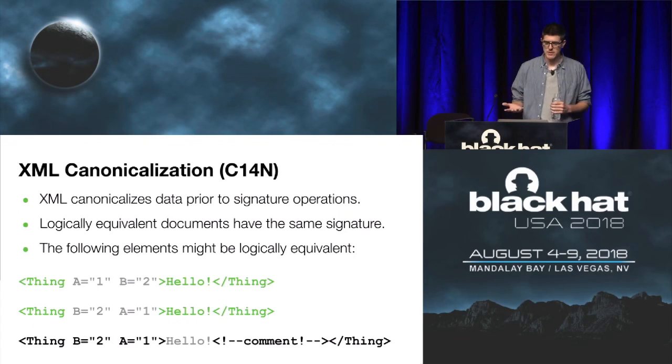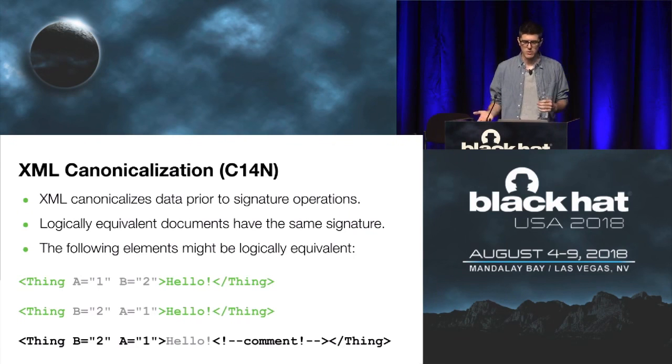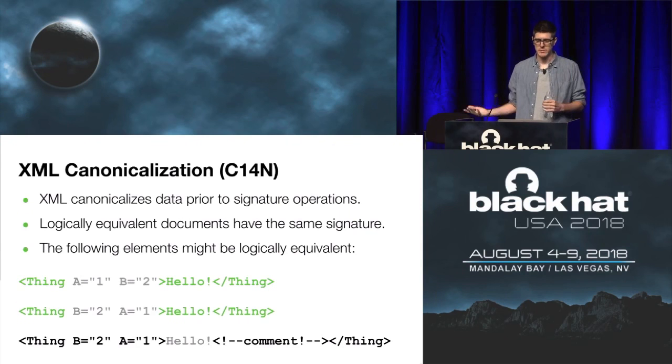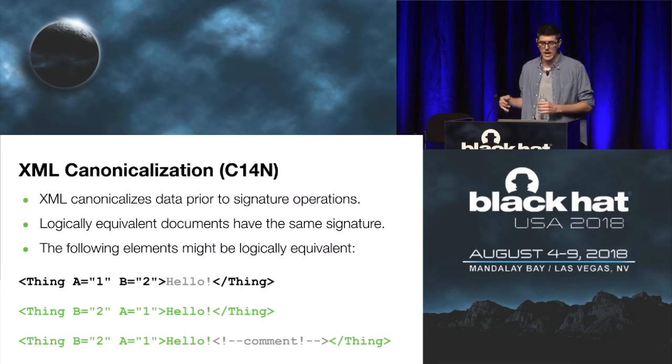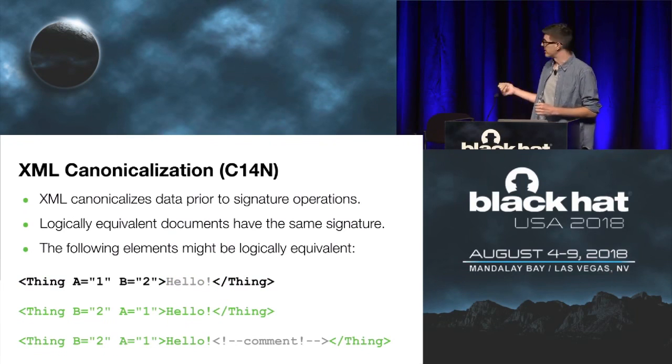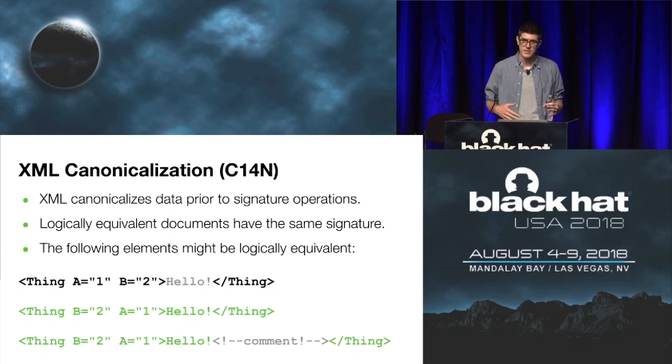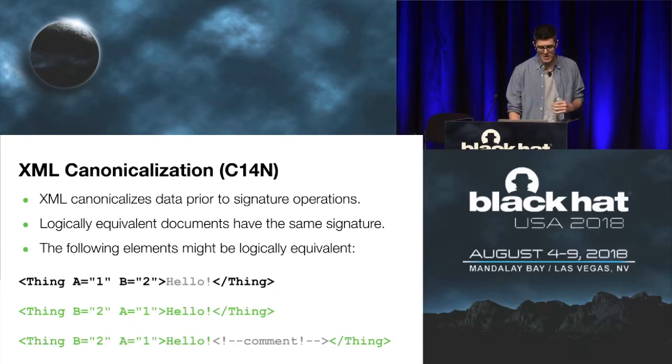A demonstration of C14N can be seen in these XML documents that I've included in the slide. The first two are quite similar, aside from their attribute ordering being reversed. These two documents have the same canonical form because they have the same logical meaning and would therefore have the same XML signature. The last two documents are also quite similar, except for the comment included in the last document. The last two documents could have the same canonical form, but it depends on the canonicalization algorithm.